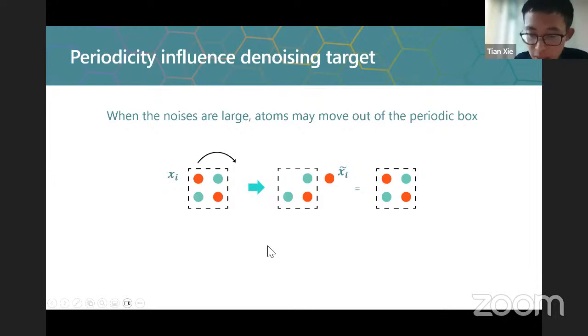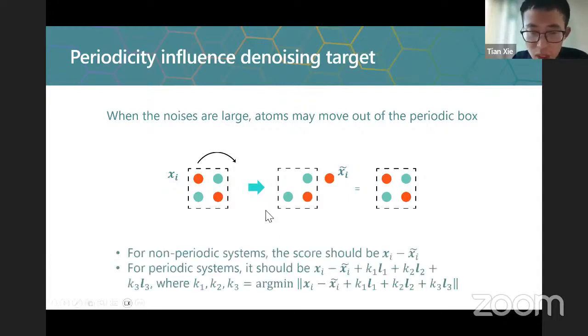So then you need to make a choice: what is your objective for your denoising? For a non-periodic system, you would take a vector from xi tilde to xi. This would be your objective. But because after adding noise you actually get your original structure, if you use that objective, your network will be regressing multiple targets for the same input. Because this is the initial structure, you should not change it, so the output should be zero. But due to periodicity, now you have a different target.